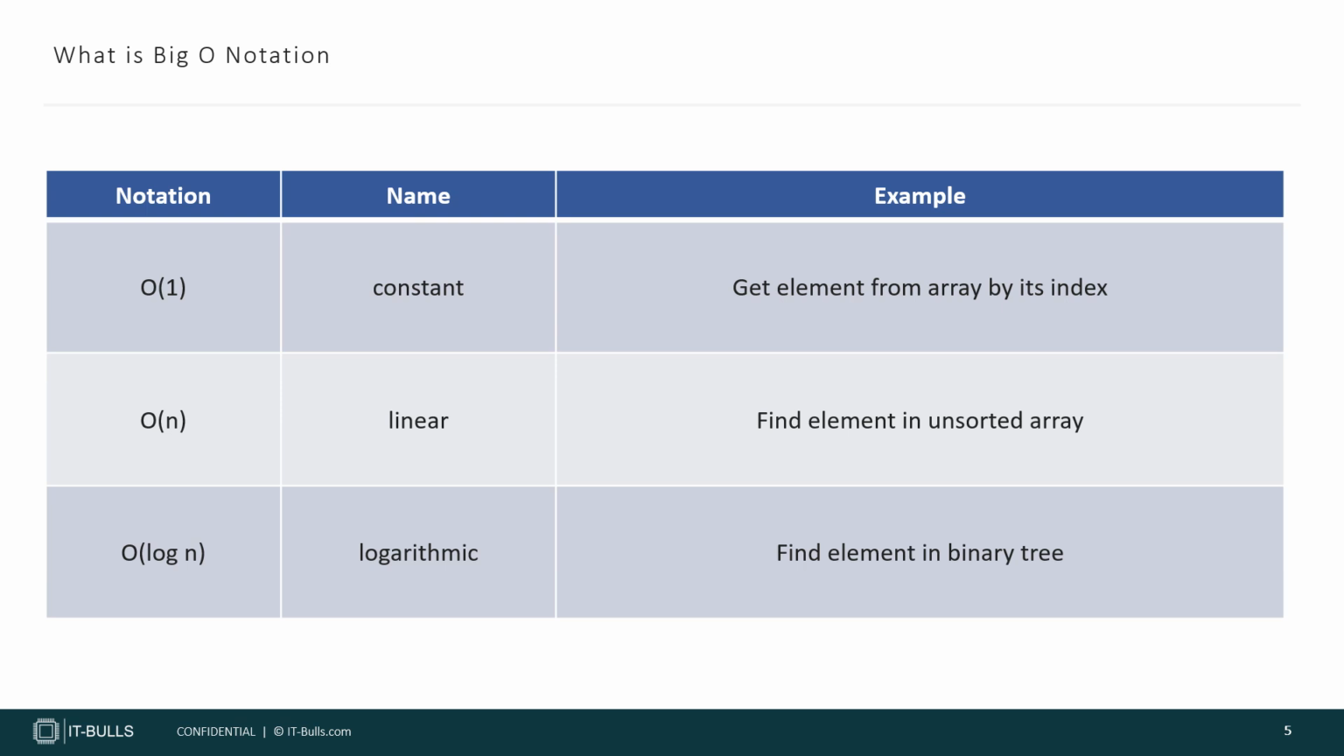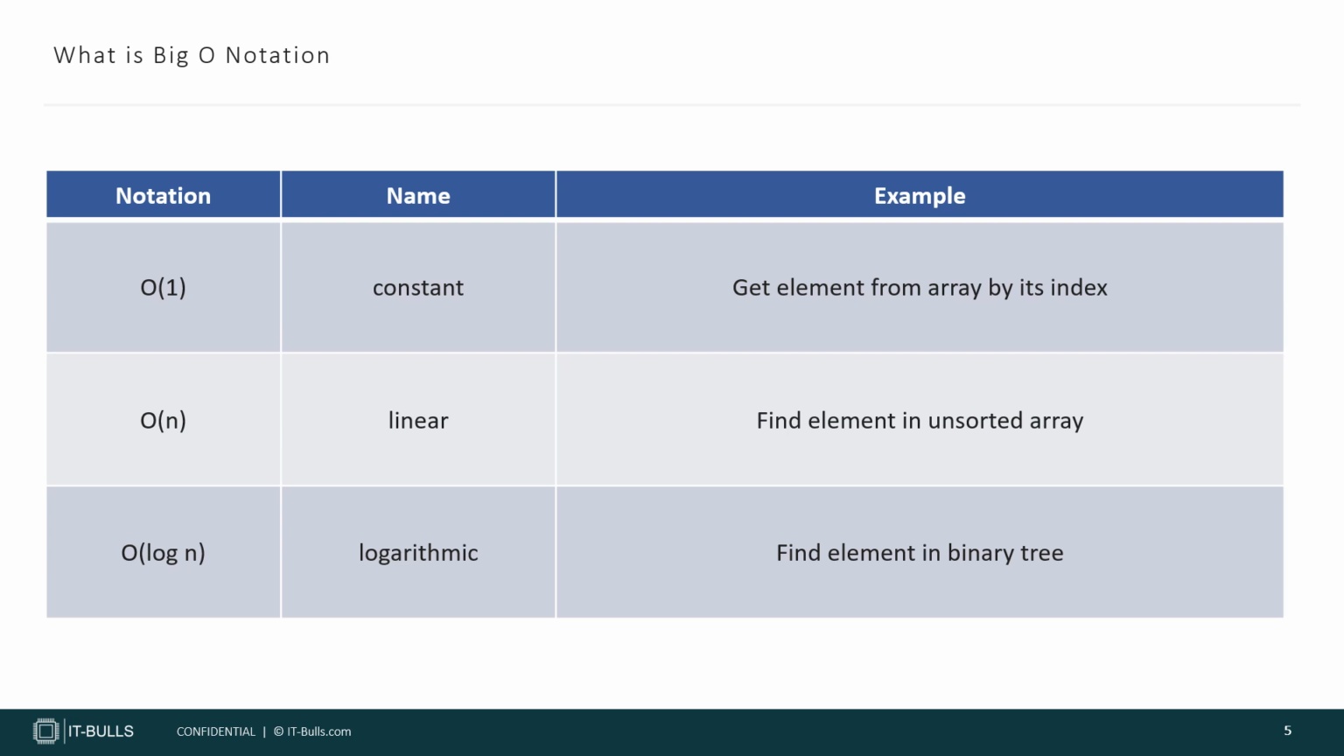O(1). That is constant. For example, getting an element from an array by its index is always constant. O(n). That is the linear class. That means that the performance of the function directly depends on the number of elements. For example, the function of finding an element in an unsorted array has O(n) notation, because you have to check each element one by one to find exactly the one you need. This operation takes time, and the time will depend on the number of elements. Does it make sense now?